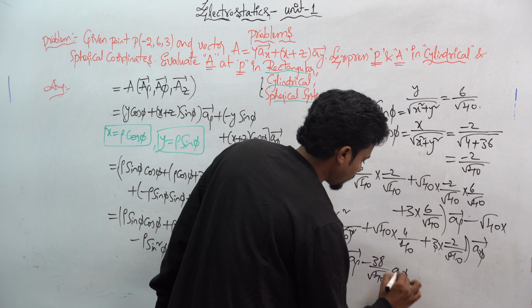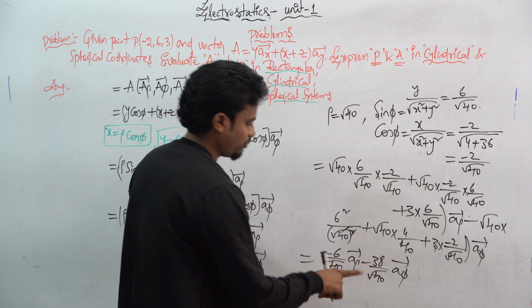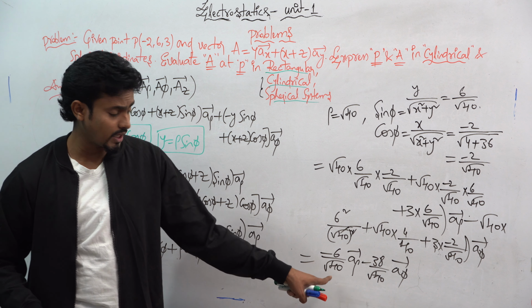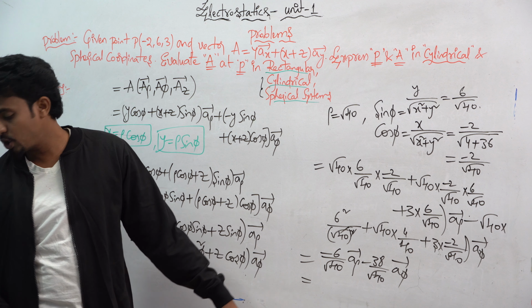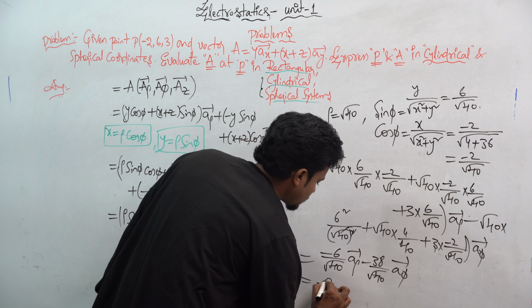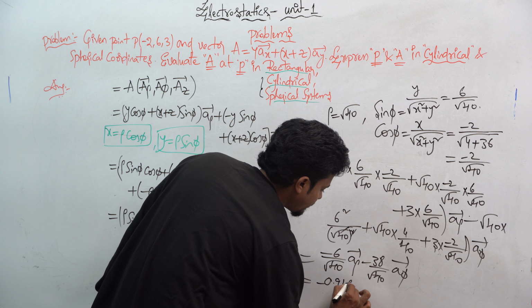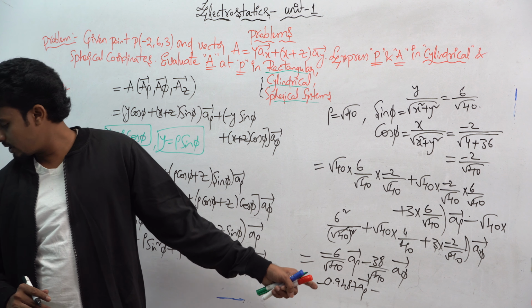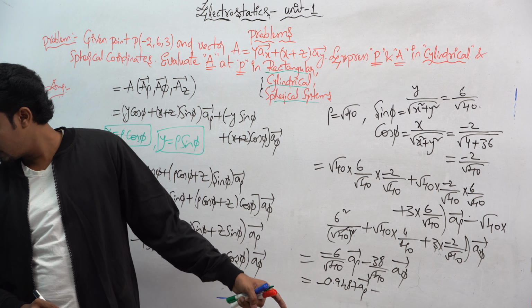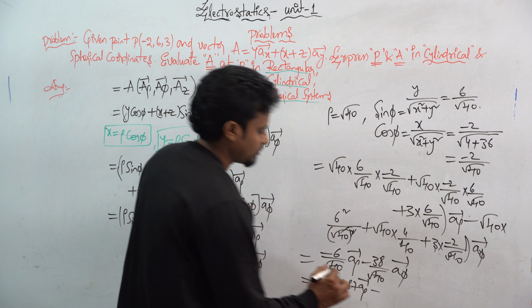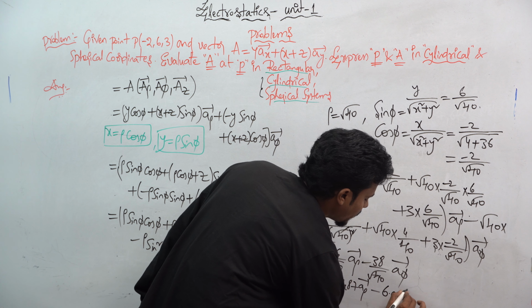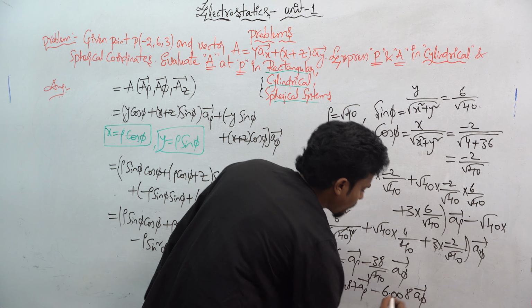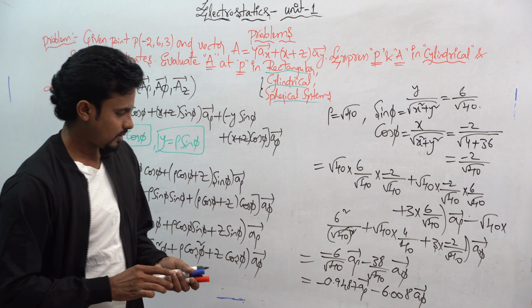Okay, and again put this in our calculation. How much will you get? This will become minus 0.947 a_ρ bar minus, and the 38 by root 40 becomes 6.008 a_φ bar. Okay, this is your answer.